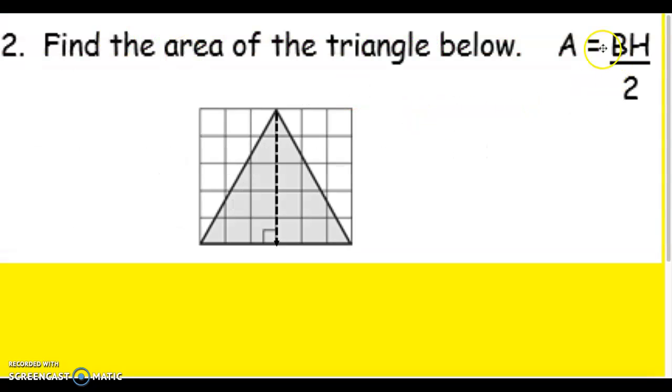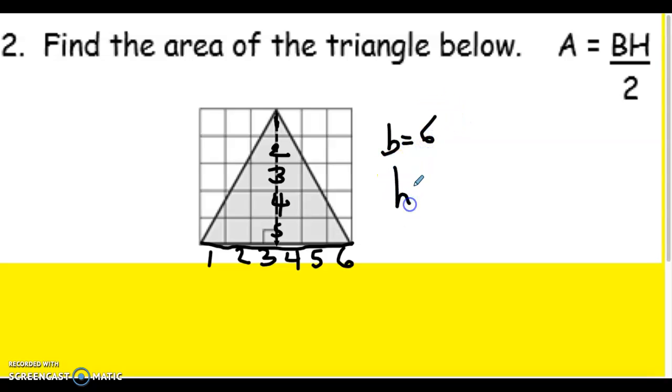For question number 2, you're going to follow this formula because it's the area of a triangle. And you're going to do base times height divided by 2. So you have to figure out how long this base is. So what I like to do is write numbers and count the units across. So this is 1, 2, 3, 4, 5, 6 units across is my base. And my height is, this is 1 unit right here, 2, 3, 4, 5. So my base is 6 units and my height is 5 units.